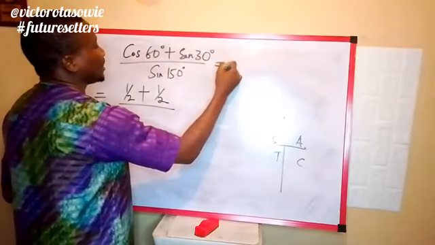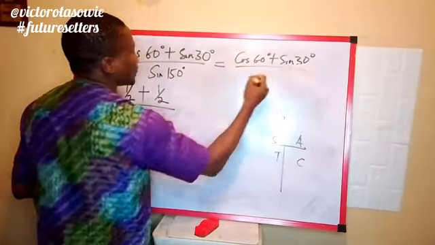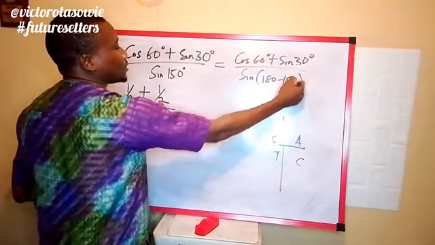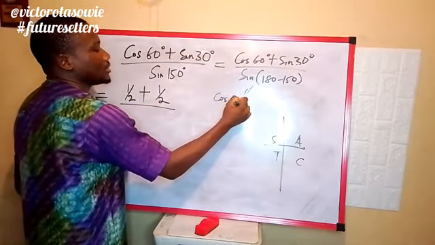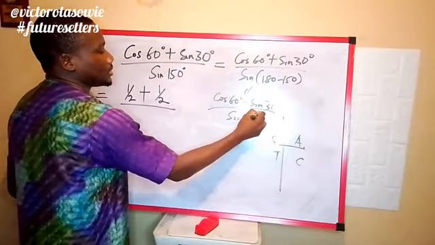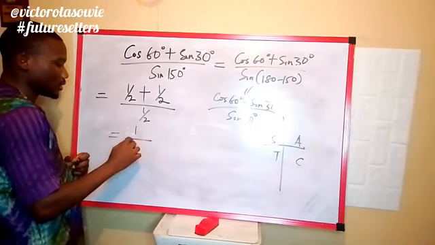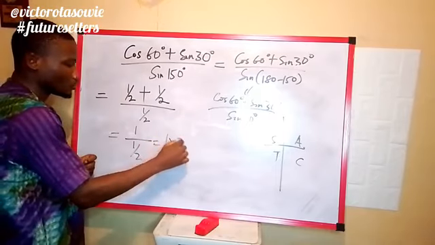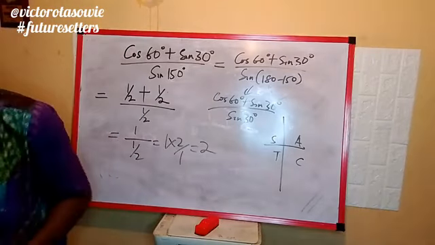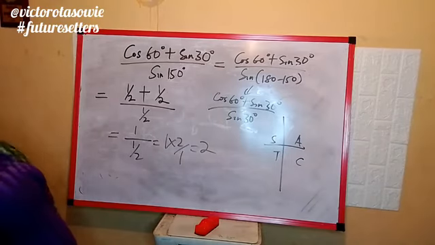But for this sin 150, let's rearrange this to give us cos 60 degrees plus sin 30 degrees over sin of 180 minus 150. And this will give us cos 60 degrees plus sin 30 degrees over sin 30 degrees. So what is sin 30 degrees? 1 over 2. So this will give us 1 over 2 plus 1 over 2, over 1 over 2. And this will give us 1 times 2 over 1, which is 2. So our answer to this question is 2. Take note of this particular question.